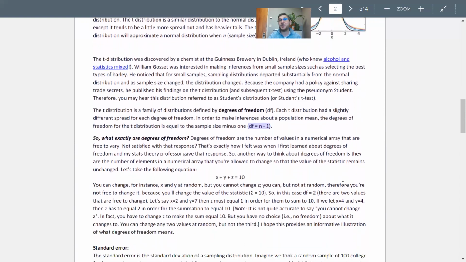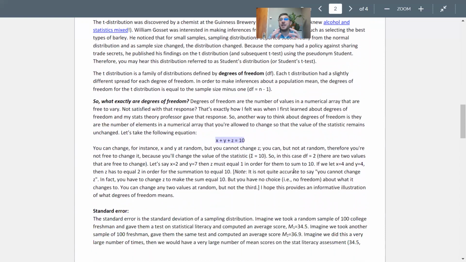Degrees of freedom, the technical definition would be the number of values in a numerical array that are free to vary. And it may not make a lot of sense at first, so I have an example here. We have this equation, x plus y plus z equals 10. We can pick any value we want for x and any value we want for y. But in order for the sum of those three to equal 10, z would have to be fixed. So let's say, for example, we let x equal 2 and y equal 7. Then z in this case has to equal 1 in order for those three to sum up to equal 10.